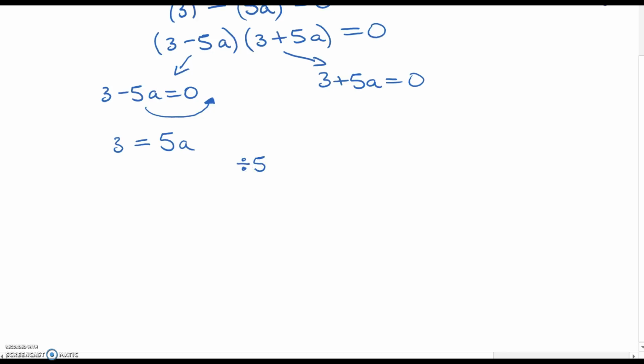Okay, you see people trying to do different things here. You see people trying to divide by 3 because it's on the left. You see people trying to divide by 3 because it's smaller. But what you should be doing, and the only thing you should be seeing, is people dividing by 5 because 5 is attached to the a. So divide by the number that's attached to the letter. So it's going to be 3/5 equals 5a over 5. These 5's cancel, and therefore you have 3 over 5 is equal to a.